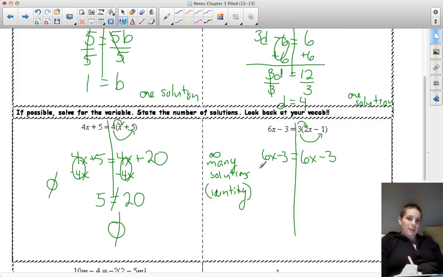So you went ahead and you're gathering your variables next. 6x minus 6x. So that we end up with 0 minus 3, well that's negative 3, equal to 0 minus 3, that's negative 3. And when I get to the bottom, negative 3 is always equal to negative 3. So when that happens, then we can say at this point we have infinitely many solutions because we have an identity.